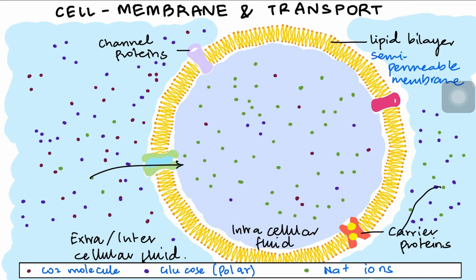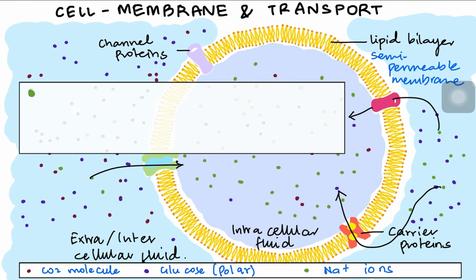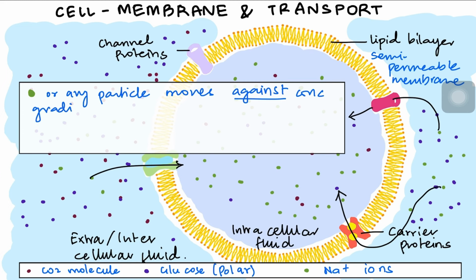The last process, for sodium ions, you can see is also using carrier proteins and channel proteins, but this is against the concentration gradient. So let's say that sodium ions or any particle moves against the concentration gradient. Let's say the cell says I need more sodium ions, even though I have more on the inside, I still need more. What do we do? Then we do active transport. So it's against the concentration gradient through active transport.